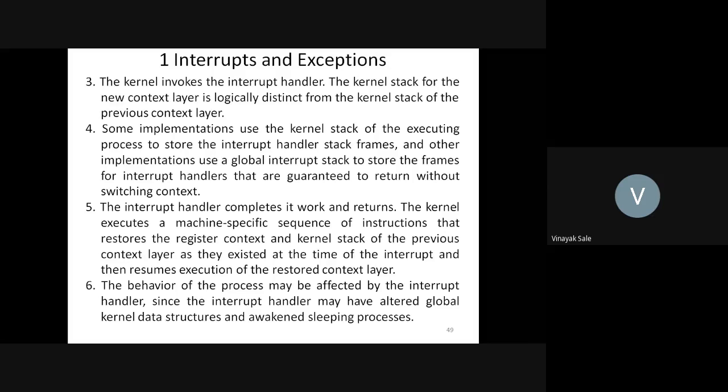The behavior of a process may be affected by the interrupt handler, since the interrupt handler may have altered global kernel data structures and awakened sleeping processes, that is, processes which are in sleep mode.